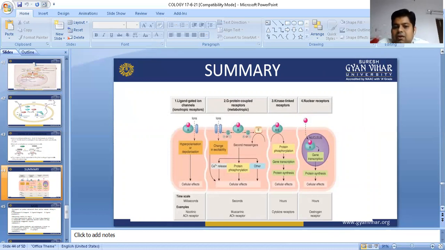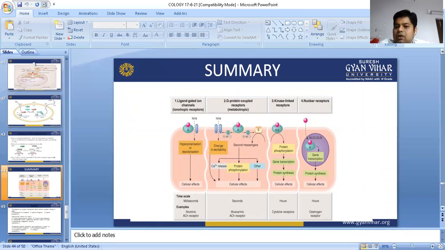And kinase linked receptor, when the drug binds with the receptor or enzyme, it will cause protein phosphorylation, then the gene transcription process will occur, and after gene transcription the protein synthesis will occur, and it is responsible for cellular effect, and it takes hours. Examples are cytokine receptor or insulin receptor.